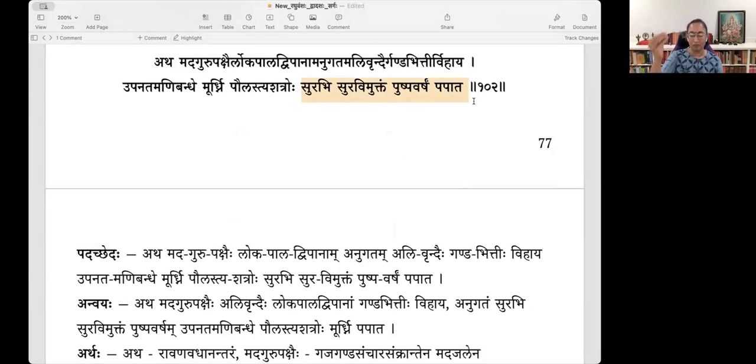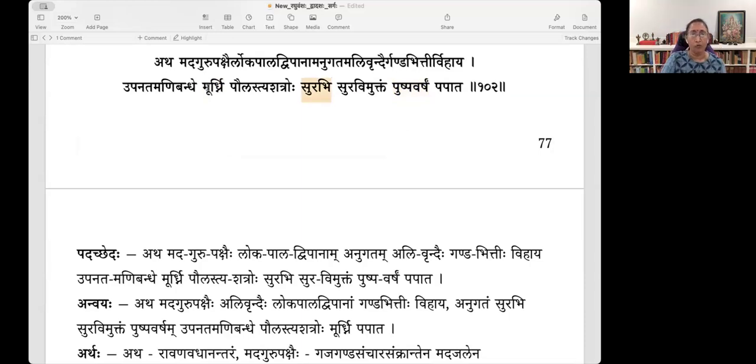The pushpavrishti, the shower of flowers that were dropped by the devas, fell down. Pushpavarsham surabhi suravimuktam pushpavarsham papata. A very fragrant shower of flowers, suravimuktam, which was poured down by the gods, fell on someone's head here. Paulastya shatroho murdhni papata. It fell on the head of Paulastya shatru, Paulastya hatu Ravanaha, Ravanasya shatruhu Ramaha. So Ramasya murdhni shirasi, on the head of Rama, this pushpavarsham, shower of flowers poured by the gods, fell. And that flower shower was very fragrant.